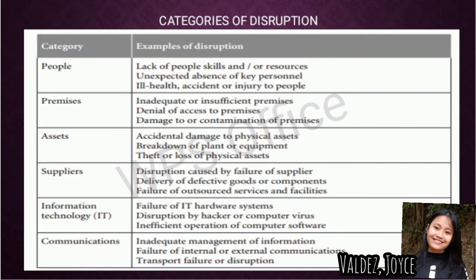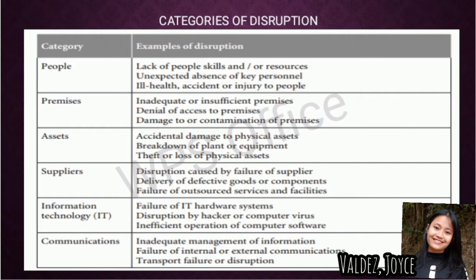The second one is premises, wherein the examples are inadequate or insufficient premises, denial of access to premises, damage to or contamination of premises. Those are the examples of disruption under the premises. And the third one is assets, wherein accidental damage to physical assets, breakdown of plant or equipment, then the last one is theft or loss of physical assets. Those are the examples of disruption under the assets.